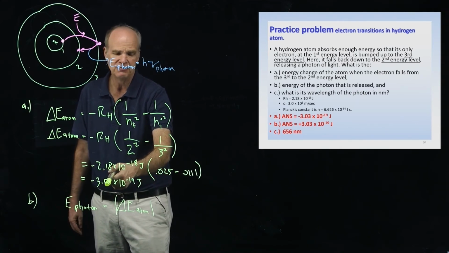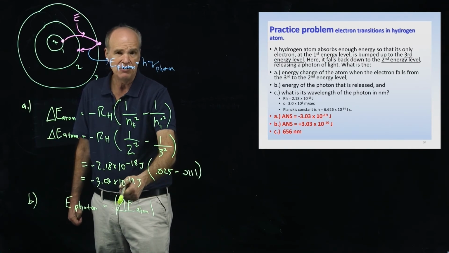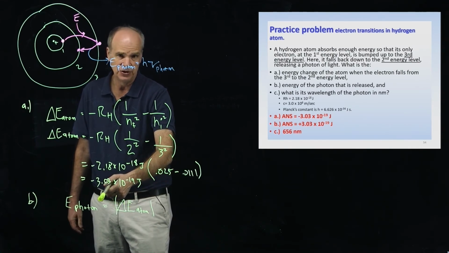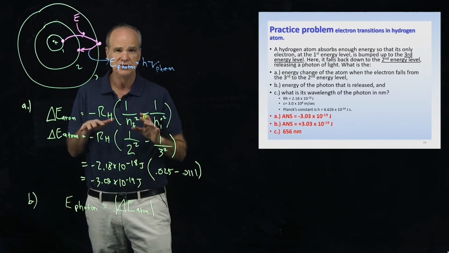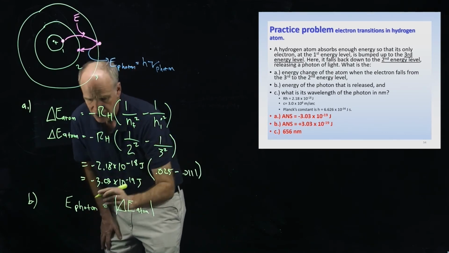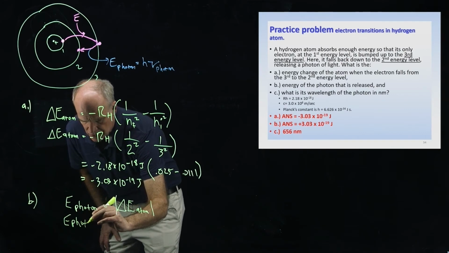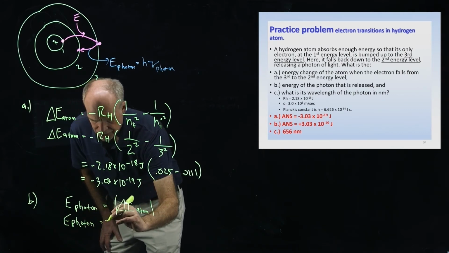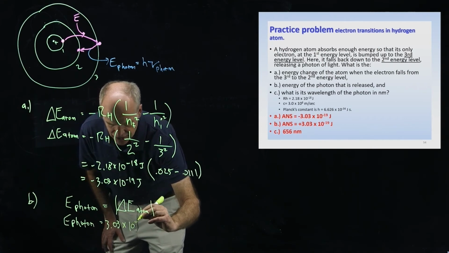And so what you can see is that the change of the energy of the atom is negative 3.03 times 10 to the negative 19 joules. You take the absolute value of that, and that will give you the energy of the photon, which will be a positive number. And so generally when you're dealing with photons, you should have numbers that are positive. So the energy of the photon is equal to 3.03 times 10 to the negative 19 joules.